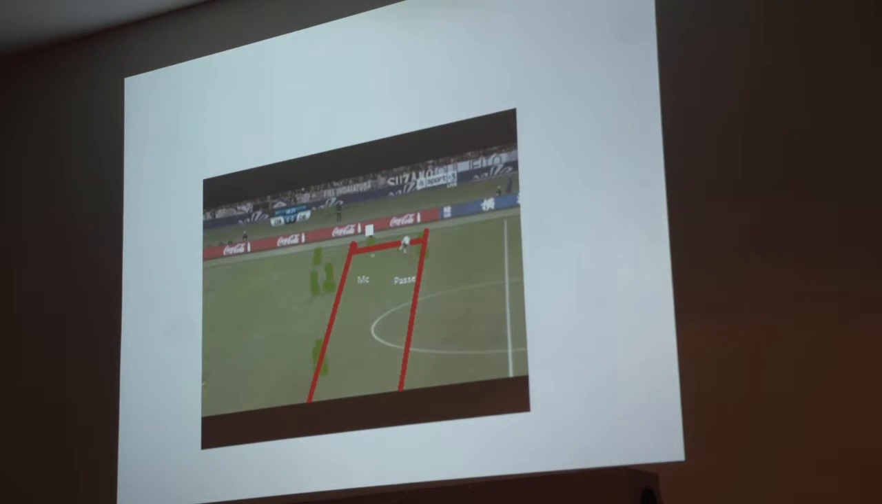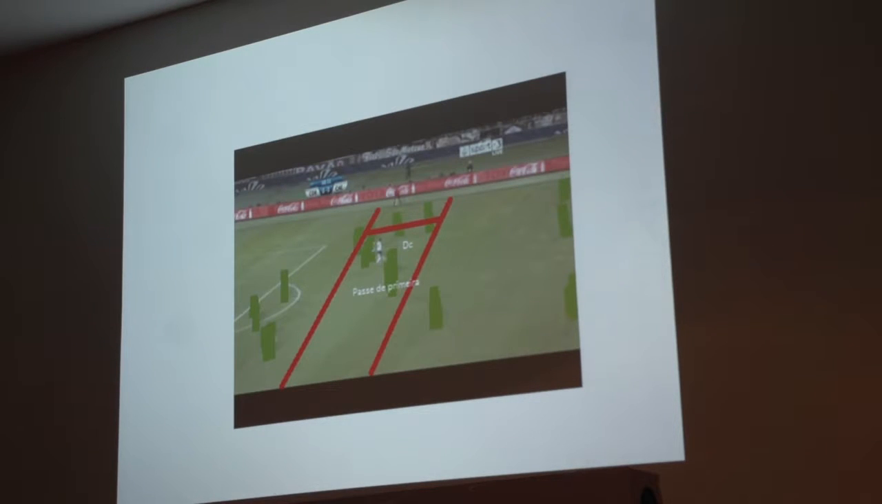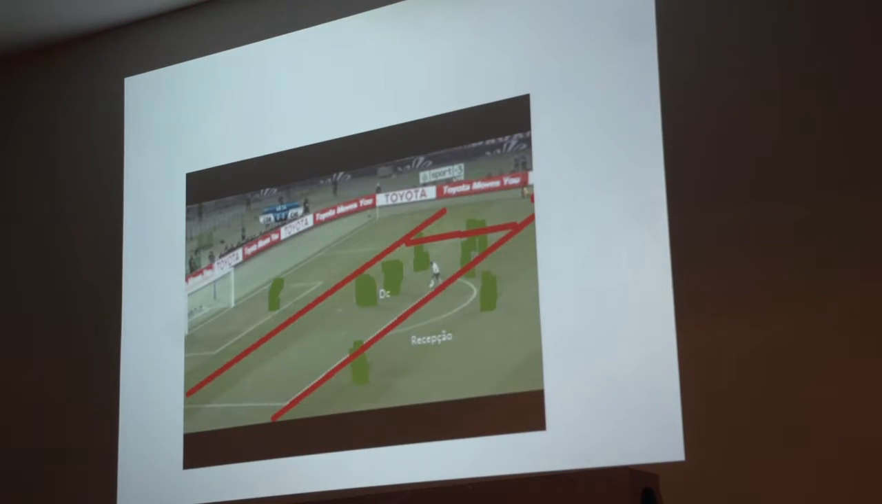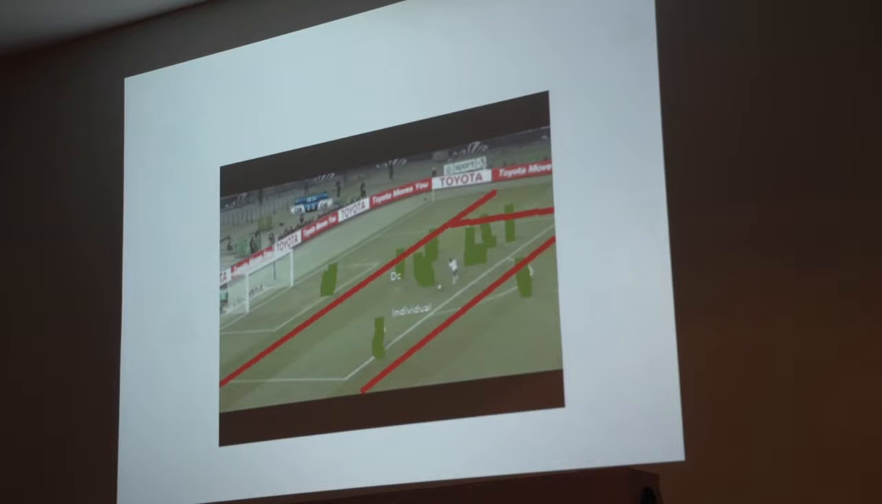All the sequence to the goal. Faster. They go out in the defense lines. Go. Inside the lines.